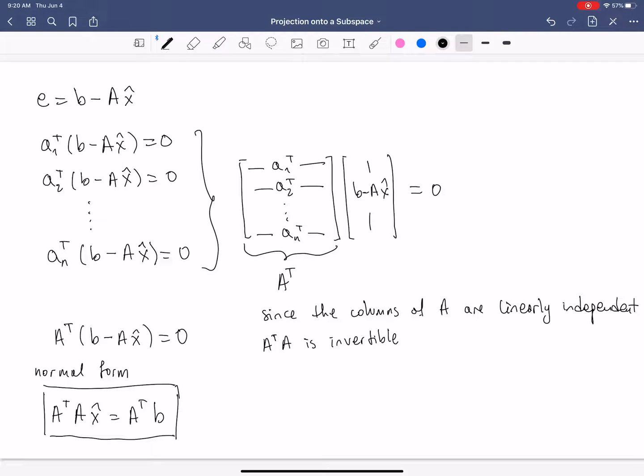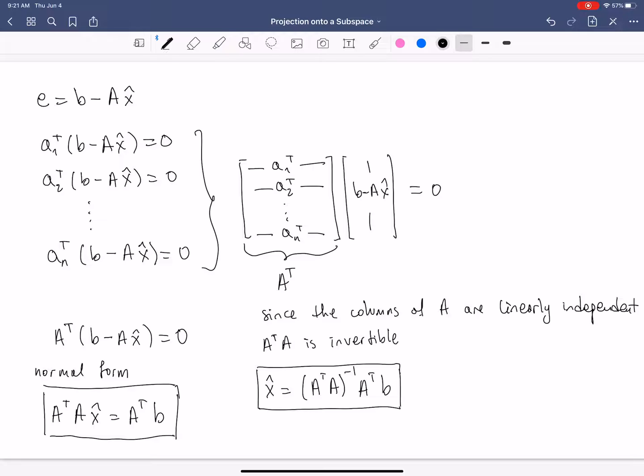So if A transpose A is invertible, then I can multiply by the inverse on both sides of the equation. And what I'm going to get is X hat equals (A transpose A) inverse. I can't split this. I can't say A inverse times A transpose inverse. A is usually a rectangular matrix, so A inverse might not exist. We can't assume that it does exist, but A transpose A is a square matrix and it is invertible. Therefore, I can write (A transpose A) inverse, which means I first have to calculate A transpose A and then find its inverse, and then multiply by A transpose B. So this is that vector X hat which defines the projection.